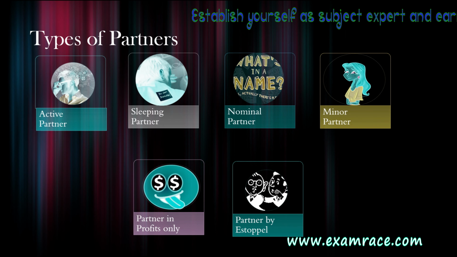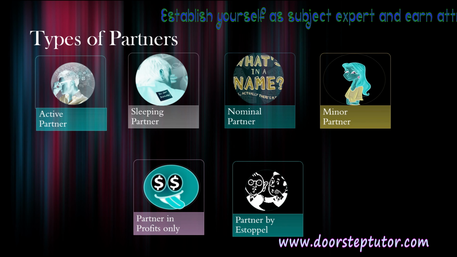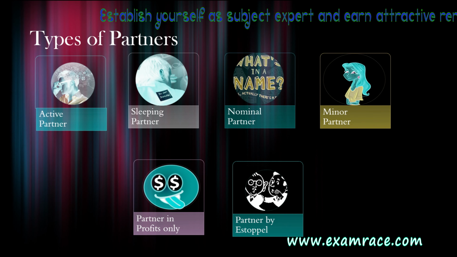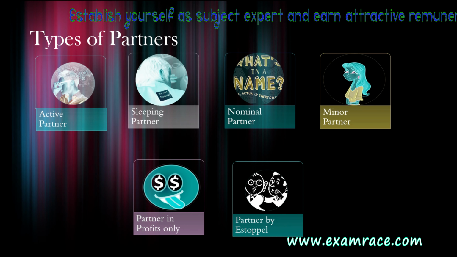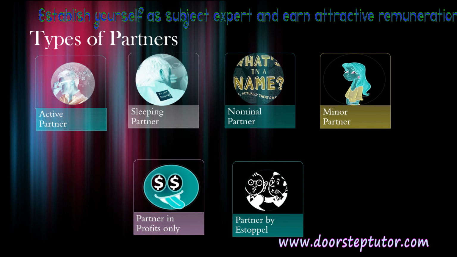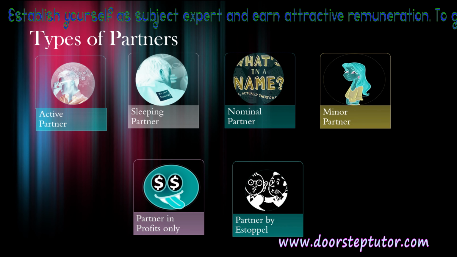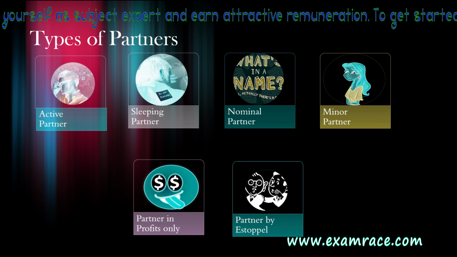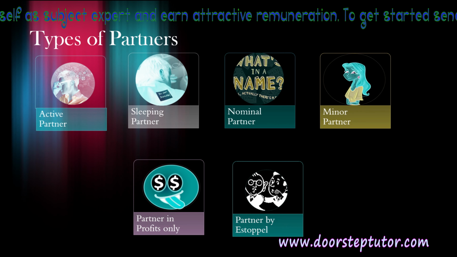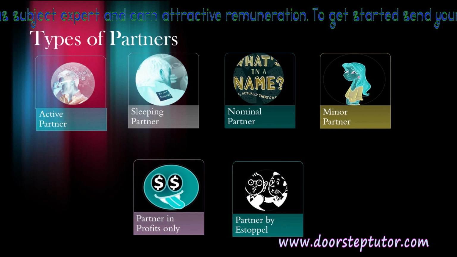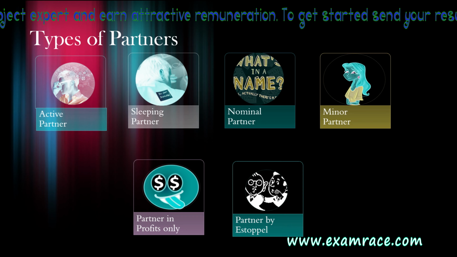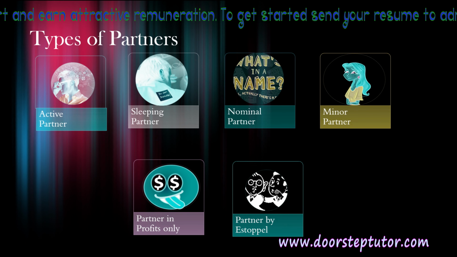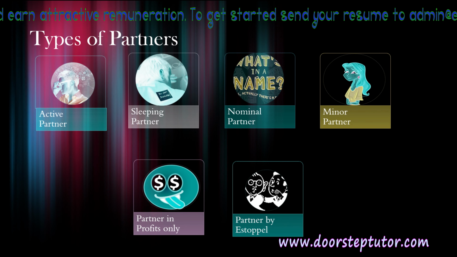Number 4, minor partner. A person below the age of 18 years is known as minor by law. Now, a minor is not competent by law to make a contract. Now, since agreement is the essence of partnership, as we saw previously, a minor cannot become a partner. So how can he then enter the premises of the partnership firm? He can, however, be admitted to the benefits of a partnership with the consent of all the partners, with the mutual agreement among all the partners.